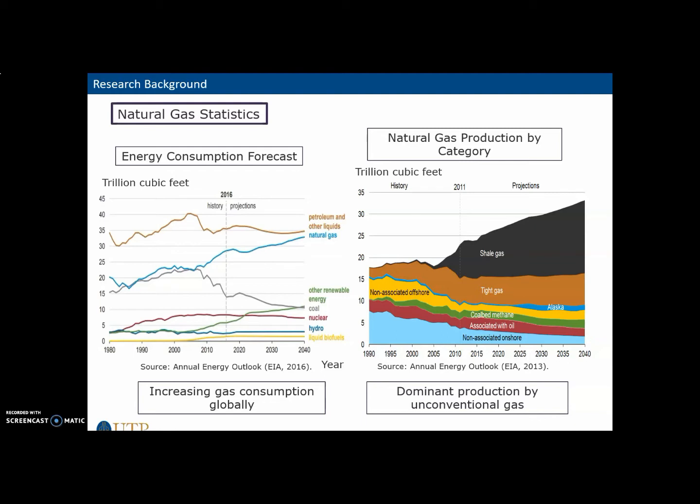Looking at the chart on the left cited from Annual Energy Outlook 2016, the trend of the natural gas consumption is forecasted to be a steady uptrend and could reach up to almost 35 trillion cubic feet per year. The chart on the right shows gas production from several types of unconventional reservoirs, and it is forecasted upon the year 2040, almost all the gas production will be from unconventional reservoirs.